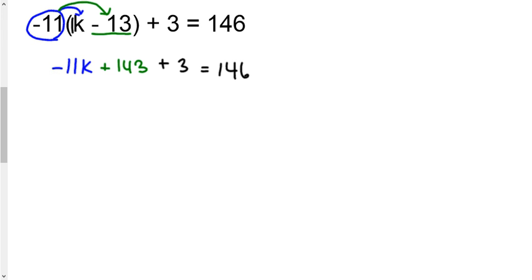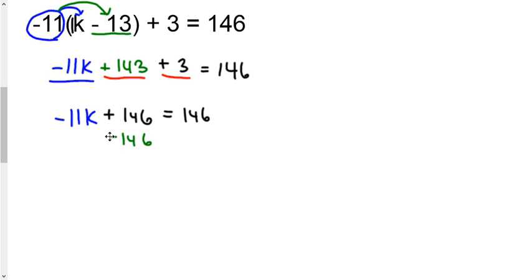Now, at this point, we do have like terms that we can actually combine. The negative 11k is not able to be combined with anything else, so we pull that one straight down. But then when we take a look at plus 143 and plus 3, we can combine those, and that would equal plus 146. Now, we have a nice and neat two-step equation, and we just go and solve from this point.